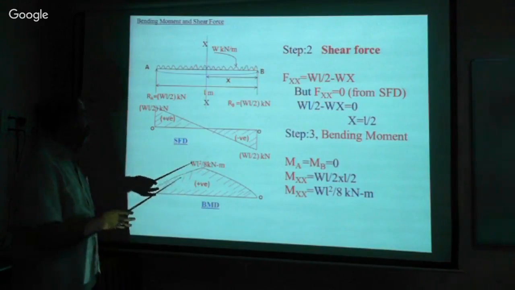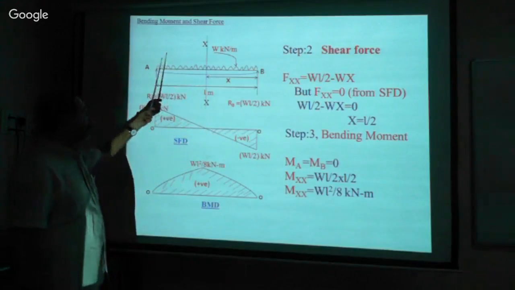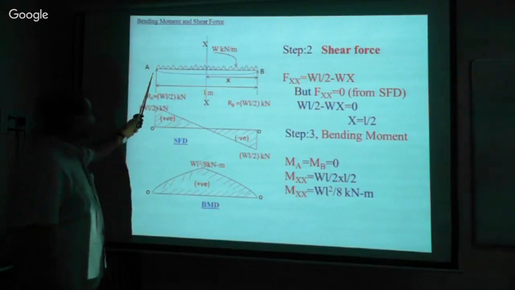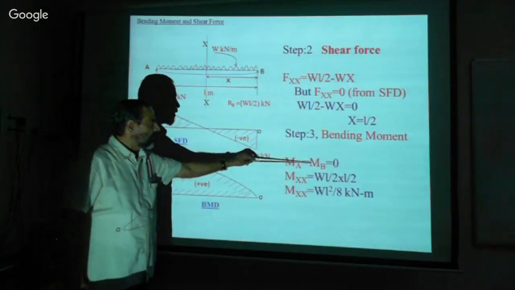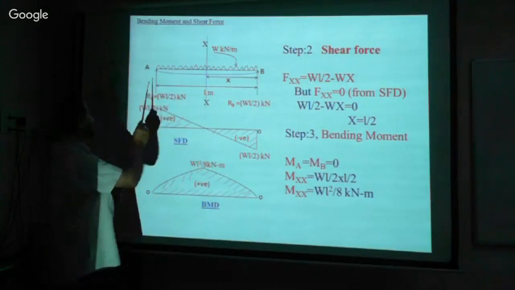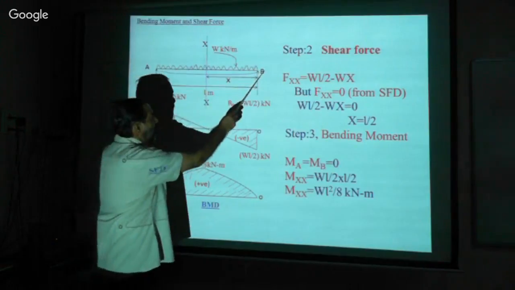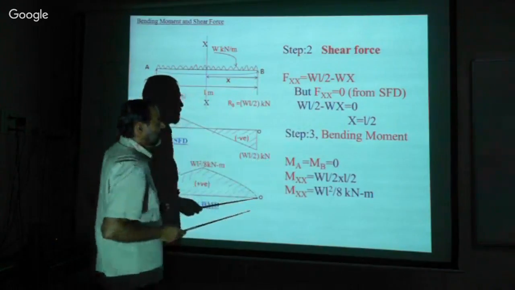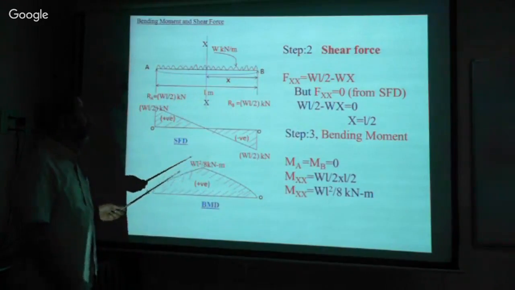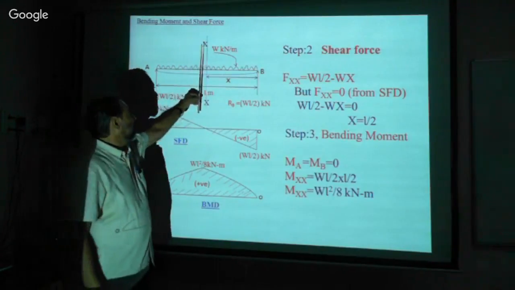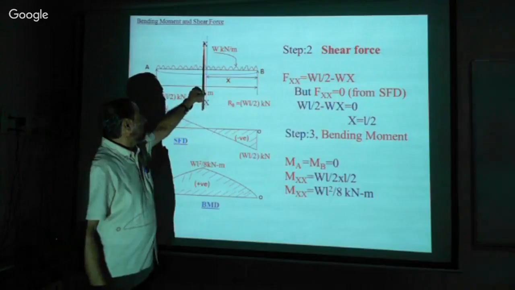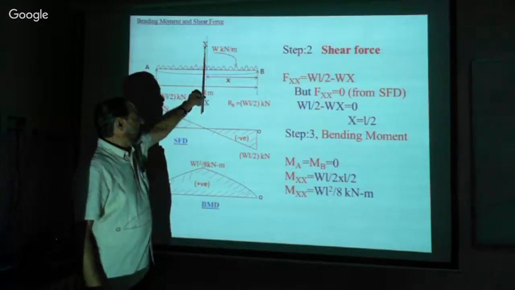moment diagram. Now we know that for simple supports A and B, the bending moment at A is equal to 0 and the bending moment at B is equal to 0. Isn't it? Now let us calculate. From this diagram, it is seen that the maximum bending moment is at the center.